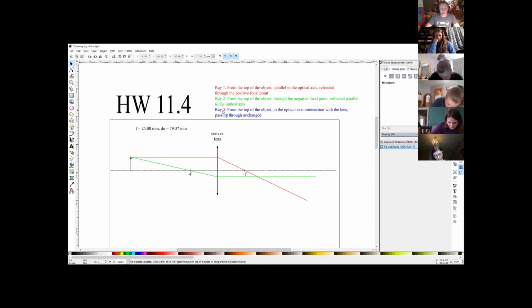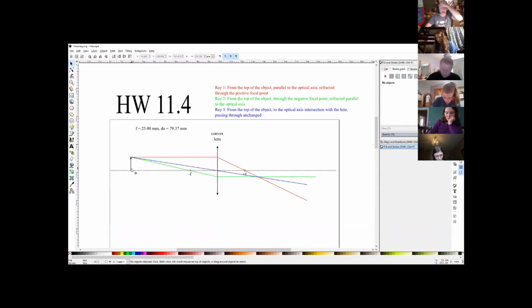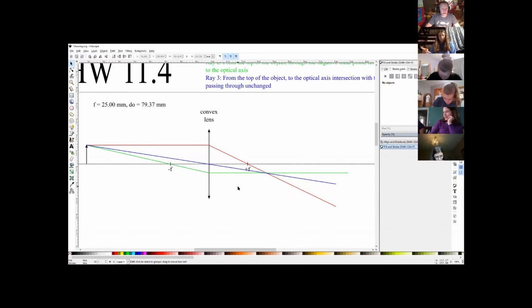And then the third ray will go from the top of our object through the middle point, so right through where the optical axis intersects the lens, and continue through unchanged. So that's very similar to being reflected at the same angle. That'll be our blue. And that defines where the top of our image is going to be. And then, of course, if we were to scan down our object, the image would also just move closer and closer to the optical axis.